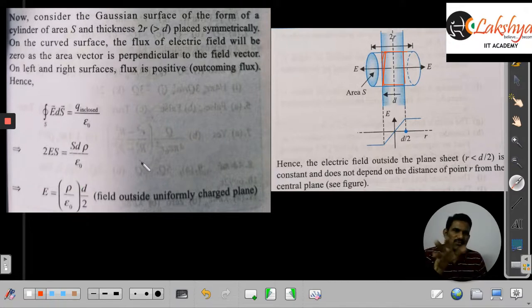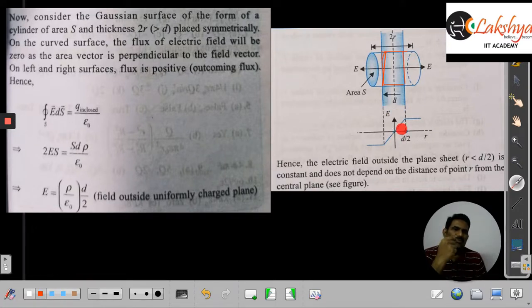Inside, in case of a thin plane of charge, volume charge distribution, inside it depends on the D, it depends on the distance, but outside it doesn't depend on the distance here. It is a constant value, uniform field you will get here. So that variation you can represent like this. The variation of the electric field you can represent like this.